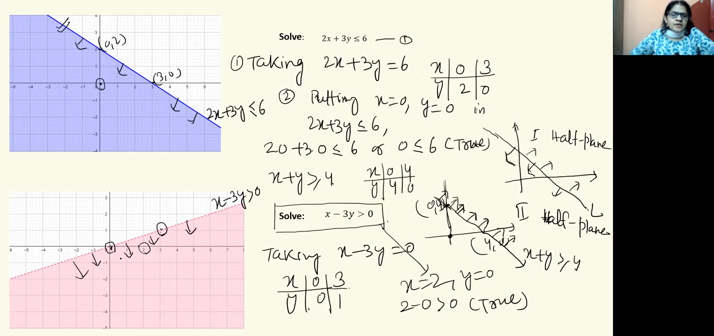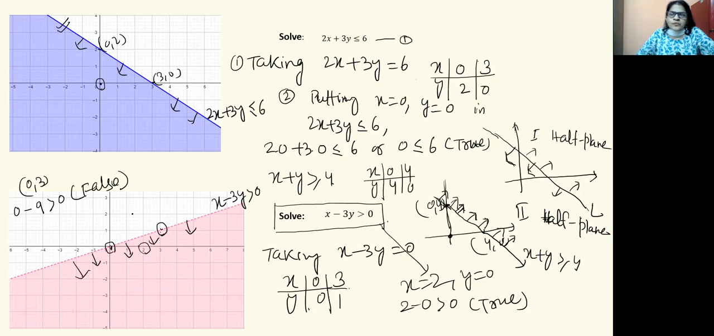In case some of you take (0, 3), for example, or (0, 2), (0, 1), any point on the other side, you can check it also. If I take (0, 3), 0 minus 3 into 3 gives minus 9 greater than 0, which is false. So the solution will not contain (0, 3); the solution portion will not be towards (0, 3). It will be in the opposite direction.